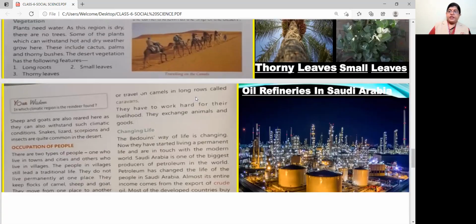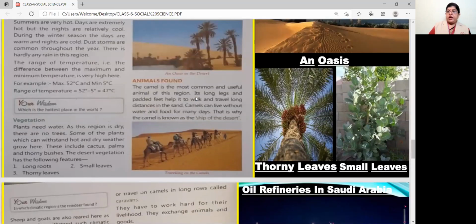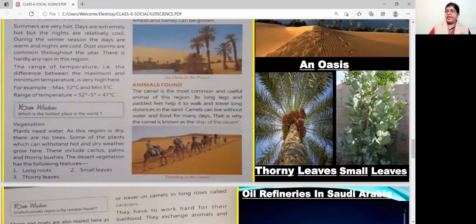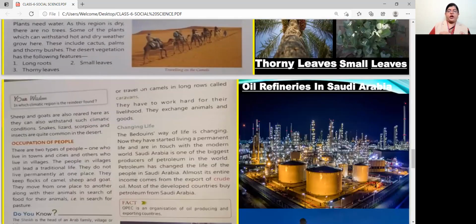Okay. Now see, I showed you yesterday the vegetation, thorny leaves, small leaves also. Now comes the occupation of the people. Now see, there are two types of people. One who live in towns and cities, and the others who live in villages. Now see, the people in villages still lead a traditional life.